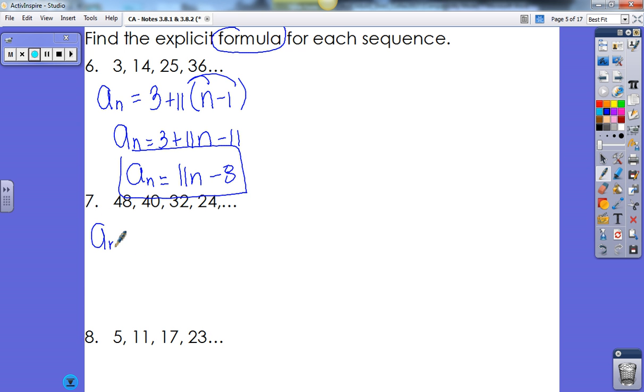Next, I have, and I would encourage you to pause this and try all these and then play it back to see if you got them right. First term is 48. Common difference this time is negative 8. And then I've got n minus 1. Distributing that, I have 48 minus 8n plus 8. If I add 48 and 8, I get 56.